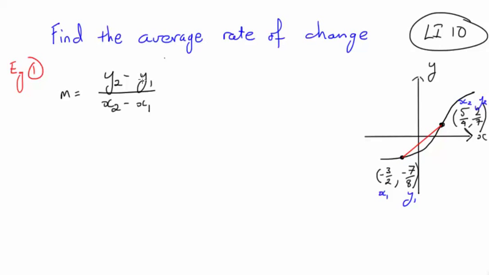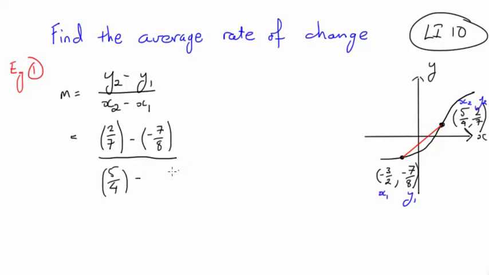Let's substitute. y2 is 2/7. y1 is -7 on 8. x2 is 5/4. x1 is -3 on 2. Alright, well, let's get rid of those double negatives. 2/7 plus 7/8 over 5/4 plus 3 on 2, because of course taking away negative is positive.